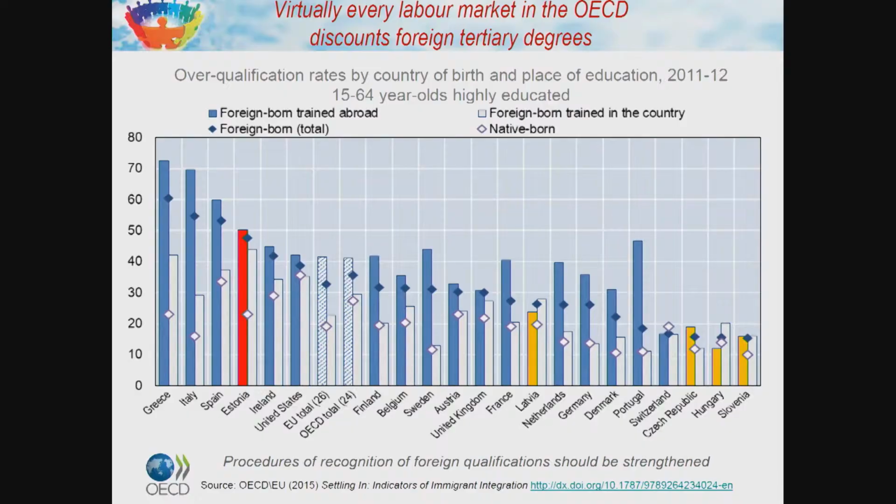And why do highly educated immigrants fare worse than their native-born counterparts? Part of the explanation is that virtually every labor market in the OECD discounts foreign tertiary degrees. I take here the example of overqualification again. I'm comparing the overqualification rate by place of education. In blue, foreign-born who have been trained abroad, and in gray, foreign-born who have been trained in the host country. And as we can see, the difference is significant for Estonia, is significant in most other EU countries, not always really significant for other Central and Eastern European countries.